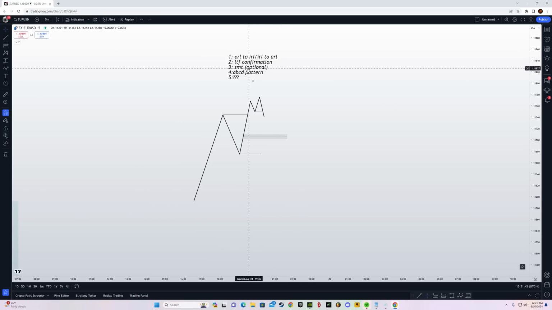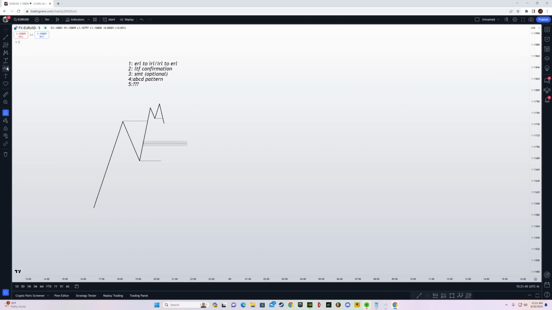So what is the ABCD pattern? I have taught this method before in my old YouTube videos and in part 1 of my course, but this is what it looks like. So we have A, B, C, D. What exactly is this? We have a lower low, lower high, lower low, and then we have a sweep of a lower high.